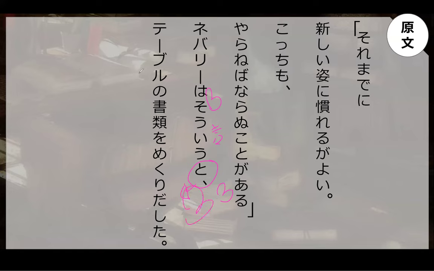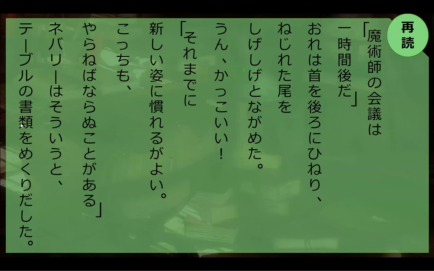table no shorui o megurudashita. Here it says that he started again. It's like he was reading a document before. Now he continues. The shorui, the document on the table, or off the table. And what does hineru mean? It's like the turning of the shoulder, the whipping of the neck. It's a wrenching, whipping motion.